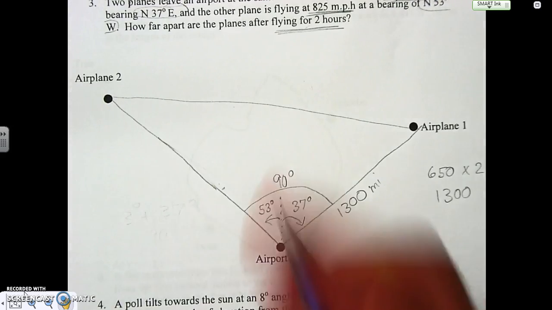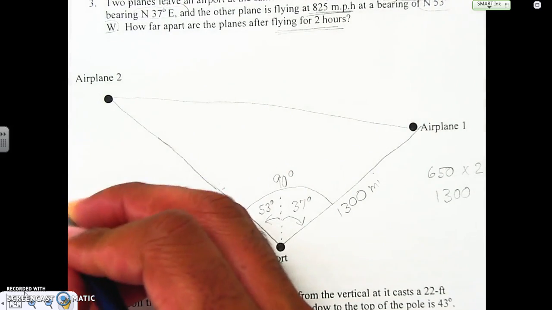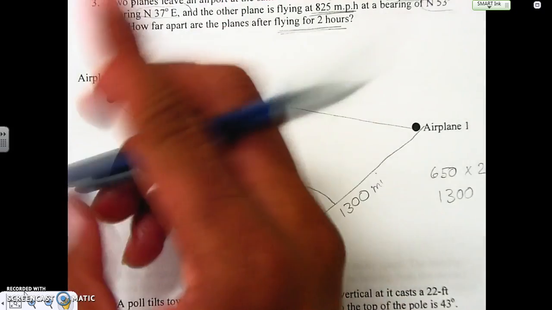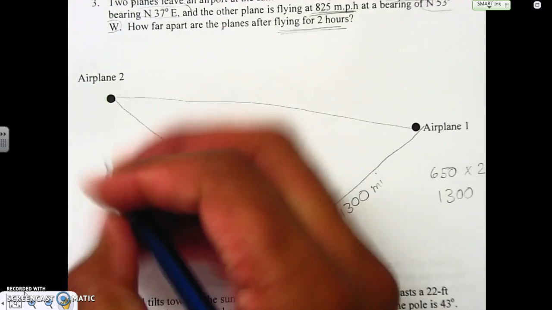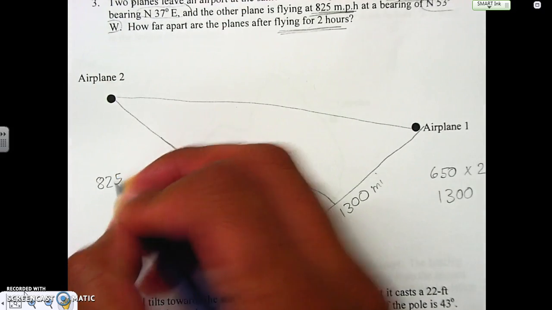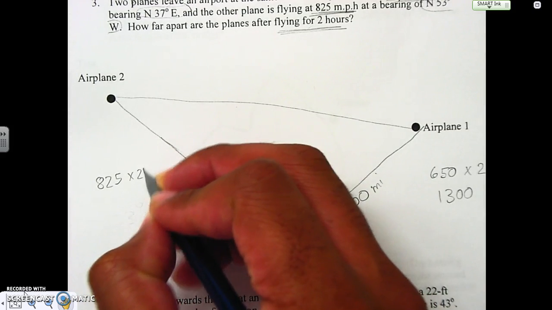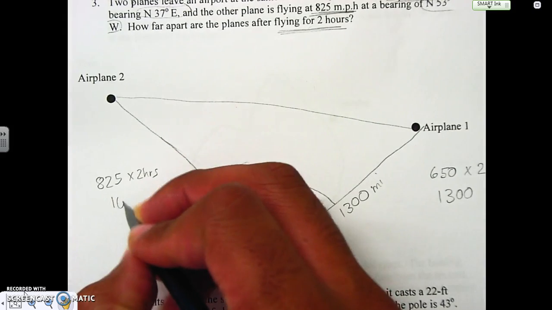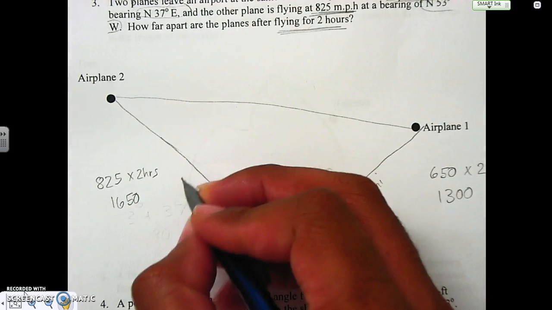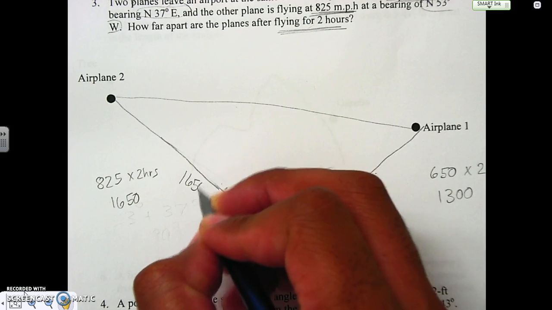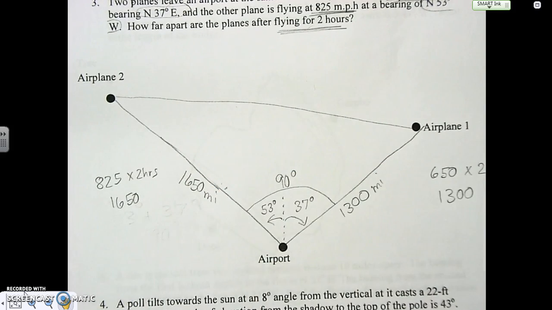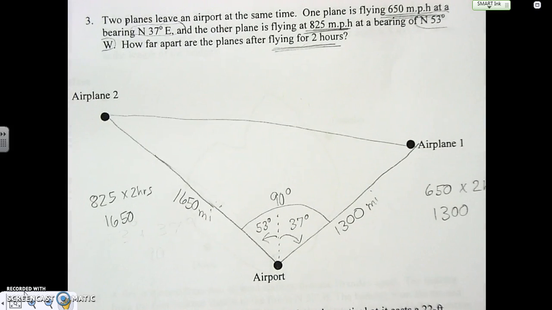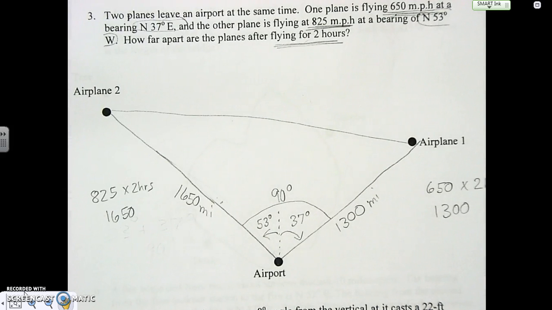All right, for the other side, it's 825 miles times the 2 hours again. So that is 1650. So this side is 1650 miles. And again, we got those numbers because we said there's 2 hours instead of 1 hour, so we multiply.